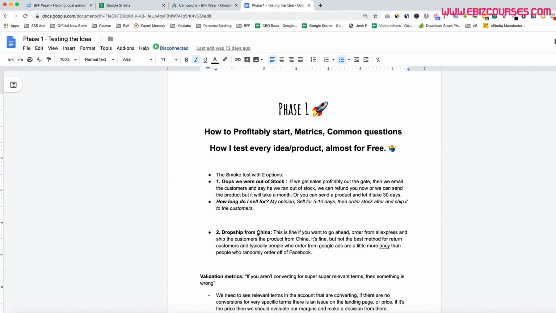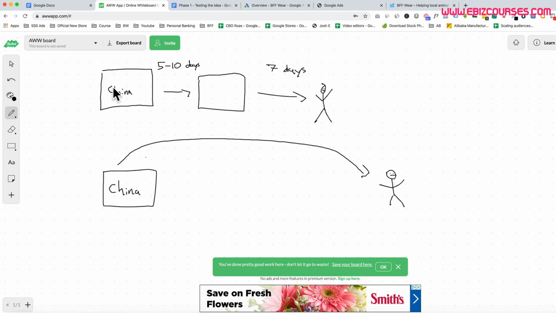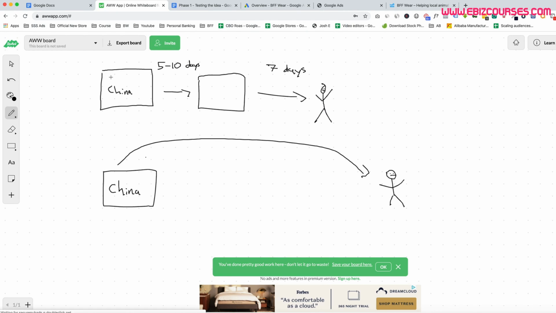But we have two options we can choose, and they're totally up to you because I've done them both. However, I'm leaning more towards the first option. This is what I've been using 95% of the time. However, I also use this option, which is drop shipping directly from China. So I'm going to explain both of these, the pros and cons, with the drawing that I have right here. We have two options and I'm going to explain them right now.